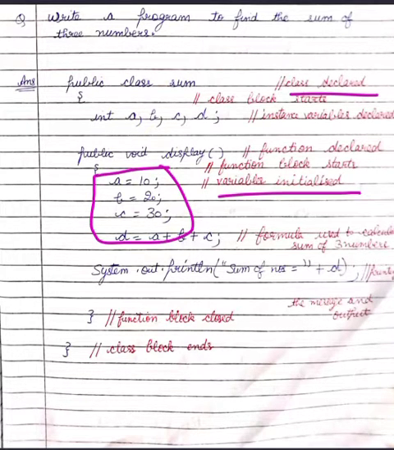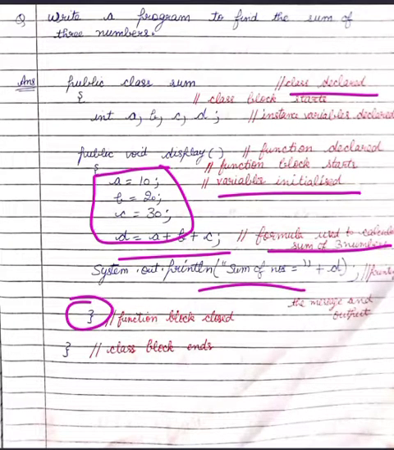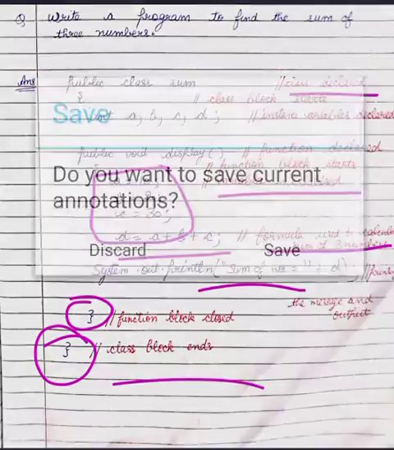This is variables initialized, and this is formula used to calculate the sum of three numbers. Then this is printing the sum of the three numbers, and this is function block closed, and the last block is of the class. So class block ends there.